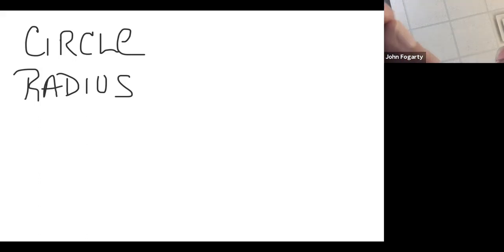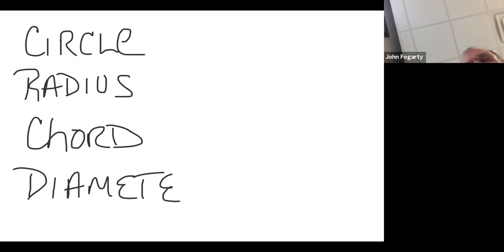All right? A chord is another type of line segment, but in a chord, the two endpoints are on the circle. And then finally, a diameter. A diameter is a special type of chord. It's a chord, which means its two endpoints are on the circle, but in a diameter, it has to pass through the center, right?